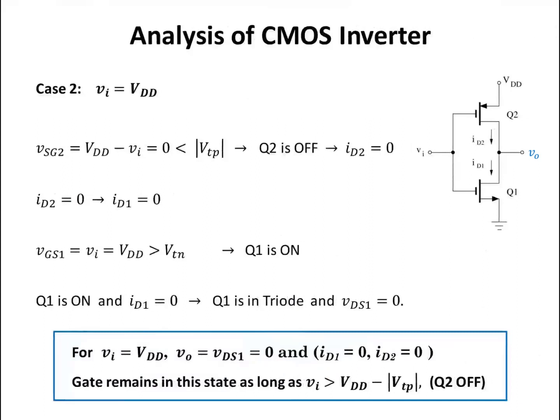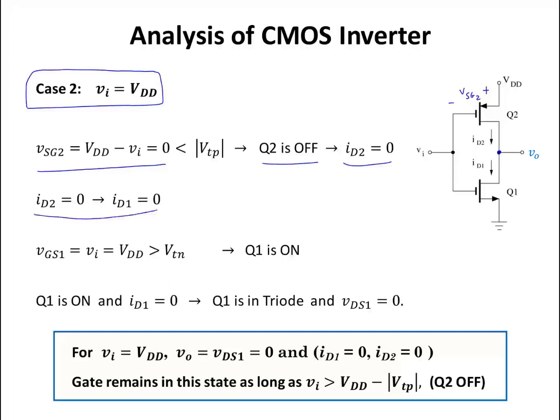Okay, so let's study the case of Vi being high, or VDD. So for transistor 2, I have VSG2 equal to VDD minus Vi. Vi is VDD, so VSG2 equals 0. This is less than the threshold voltage for Q2. As a result, Q2 is off, and I know that ID2 is equal to 0. From the KCL, again, I know that ID1 and ID2 are equal, and they're equal to 0. VGS1 equals Vi, which is equal to VDD. It's greater than the threshold voltage for the NMOS transistor. As a result, Q1 is on.